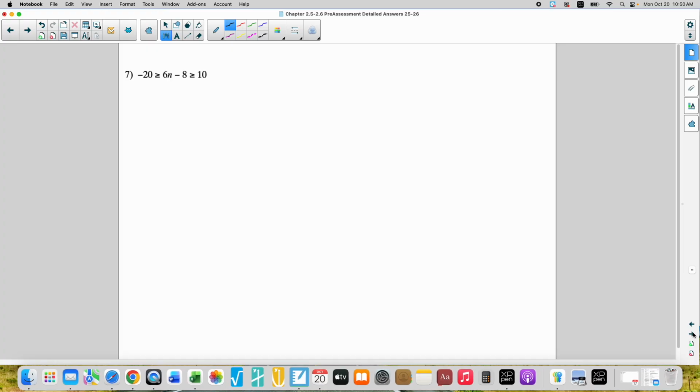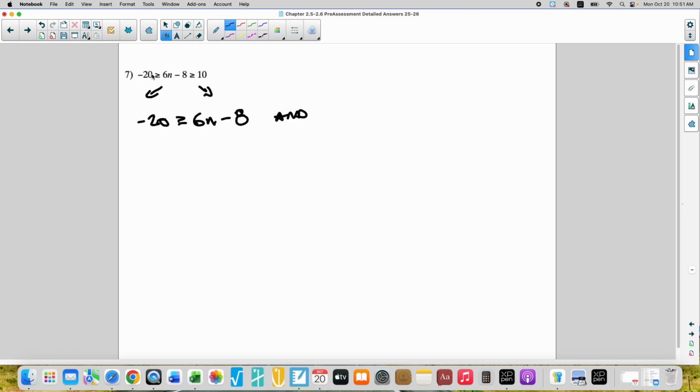So let's see this. Two statements. We got and statements. Negative 20 is greater than or equal to 6n minus 8. And, ooh, these are greater than signs. That's interesting. It's going to be interesting to see because and statements typically are less than statements.